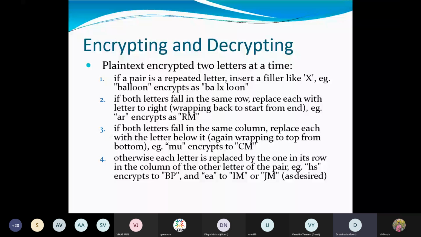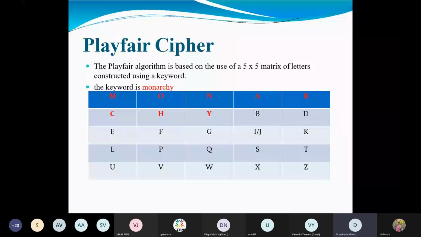So this is the Playfair cipher, the Playfair algorithm, which is based on a 5 by 5 matrix of letters. Here the keyword is monarchy, MONARCHY. This is the way we generate a 5 by 5 matrix of these particular letters.